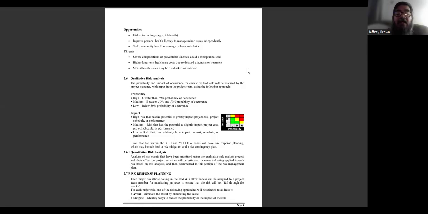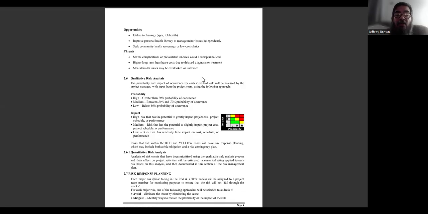Some threats of not going to a health provider is severe complications or preventable illnesses could develop unnoticed, higher long-term healthcare costs due to delayed diagnosis or treatments, and mental health issues may be overlooked or untreated. These first two here are something that I went through. I had the cancer and then the cost of having to go through the surgery and all of that.